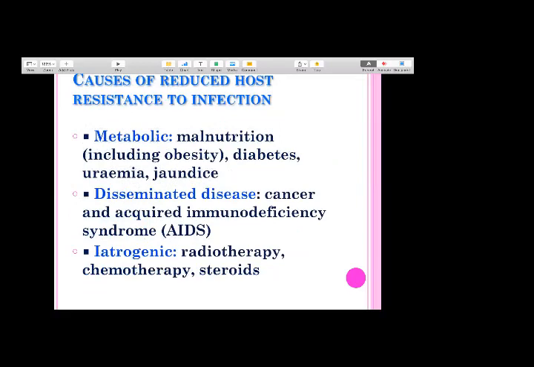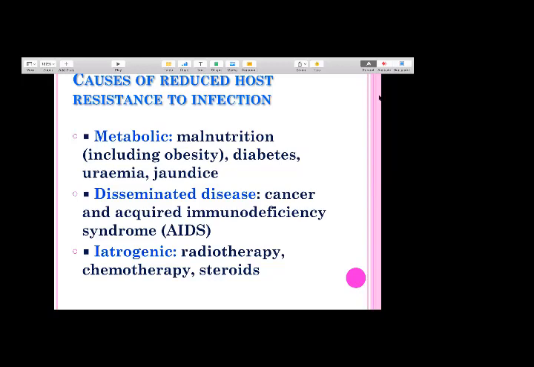Causes of reduced host resistance to infections. What are some of the causes? You could have some metabolic issues that can be due to malnutrition. If we don't have enough nourishment, we don't have enough vitamins in our body, or even obesity may be malnutrition. Along with this, obesity can also present with diabetes or the other way around. Along with also uremia and jaundice. So these are the metabolic disorders that can occur in the body that can cause a decreased host response to infections.